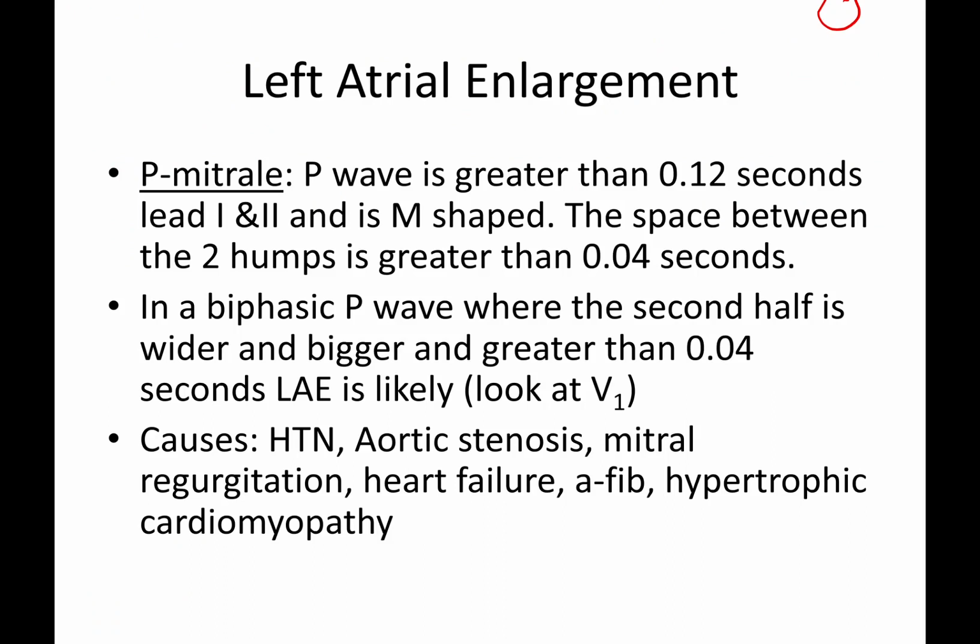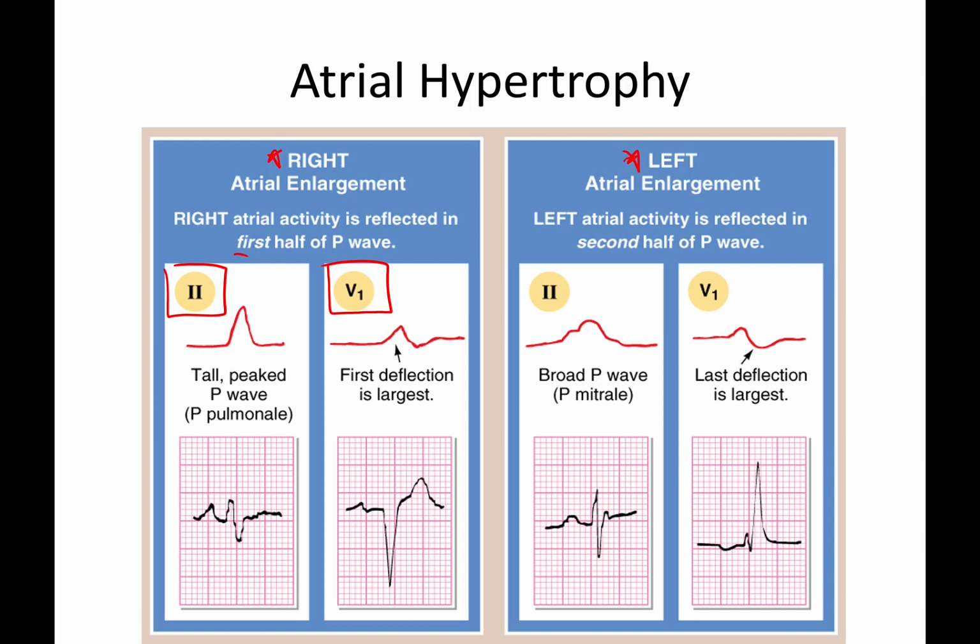What's all this about? Now I'm going to backtrack a little bit to this picture. Left atrial enlargement, we're looking at the second half of the P wave now, because it makes sense. First half is the right, because that's where atrial contraction starts. Second half is the left. If the left atrium is larger, it's going to create more electricity. And so in the second lead, you're going to see a larger second half of the P wave, also known as P-mitrale.